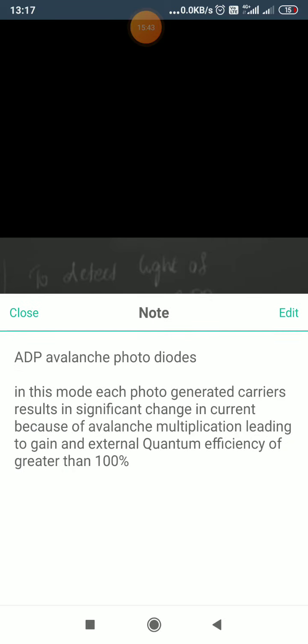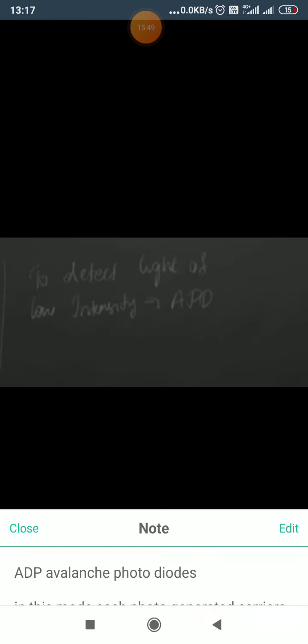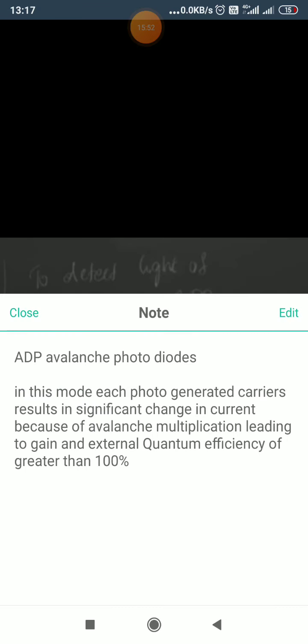And the maximum value that can be reached here is 1. That is about the first parameter, which is quantum efficiency. The second parameter is APD. APD is nothing but avalanche photodiodes.